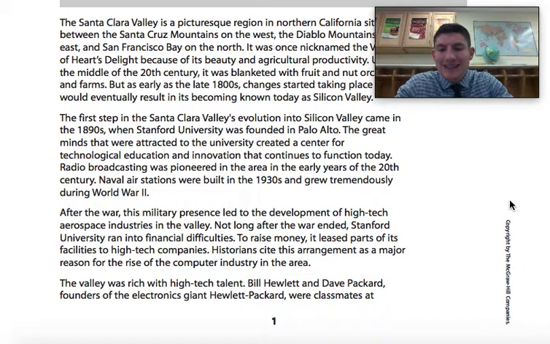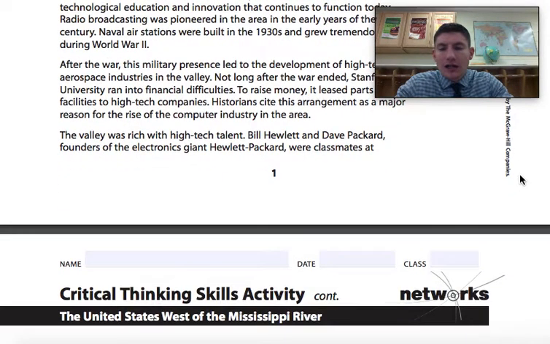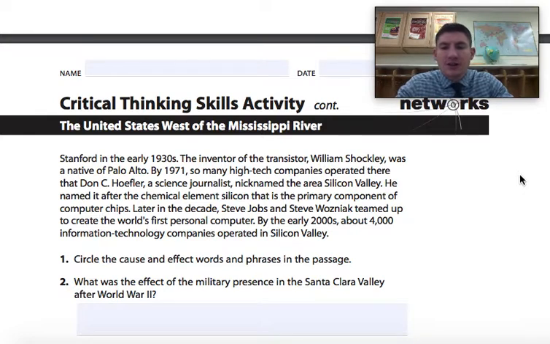The valley was rich with high-tech talent. Bill Hewlett and Dave Packard, founders of the electronics giant Hewlett-Packard, were classmates at Stanford in the early 1930s. The inventor of the transistor, William Shockley, was a native of Palo Alto. By 1971, so many high-tech companies operated there that Don C. Hoefler, a science journalist, nicknamed the area Silicon Valley. He named it after the chemical element silicon, which is a primary component of computer chips. Later in the decade, Steve Jobs and Steve Wozniak teamed up to create the world's first personal computer. You might know it as Apple. By the early 2000s, about 4,000 information technology companies operated in Silicon Valley.